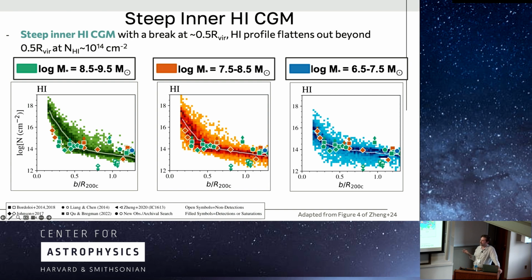And then as we move to the right of the slide, we decrease in stellar mass. And so what we can see is that not only do we see some agreement with the existing observations we have access to, but we also see a steep inner H1 profile that at about half a virial radius flattens out. And as we move down in stellar mass, that steepness shallows out.